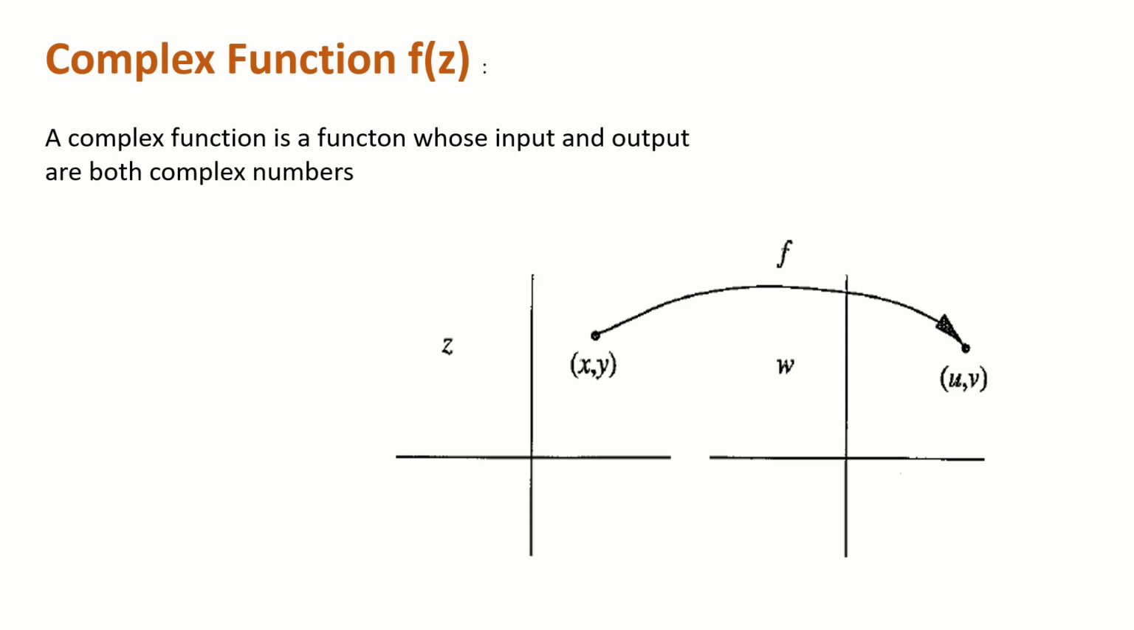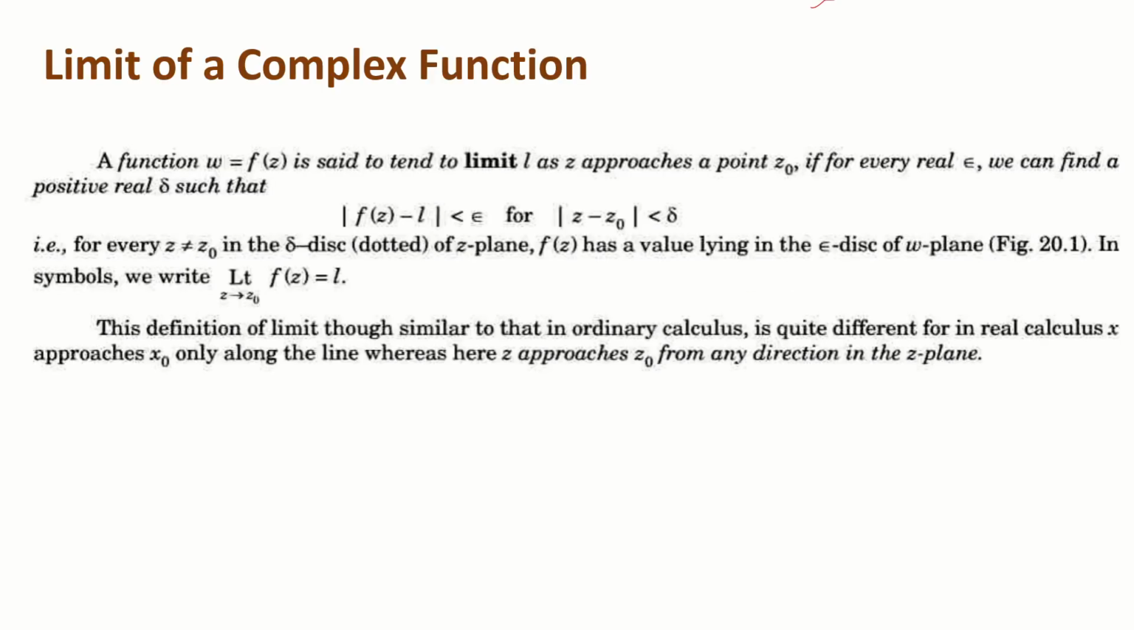But complex functions are a bit different from real functions. They assign complex numbers to complex numbers. And what that means is that the input and output of a complex function are both complex numbers. Suppose I have a complex function f of z. So a complex function is a function whose input and output are both complex numbers. I would input some complex number, I would get a complex number as output. This is quite different from real functions.